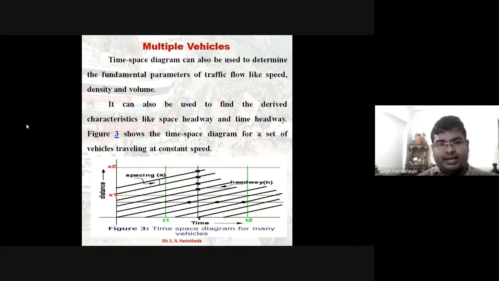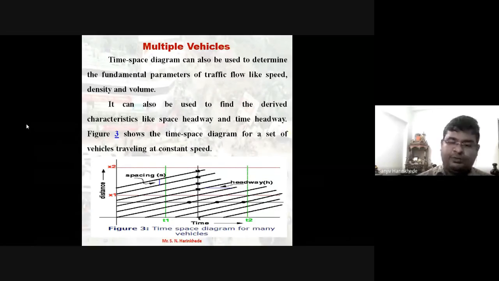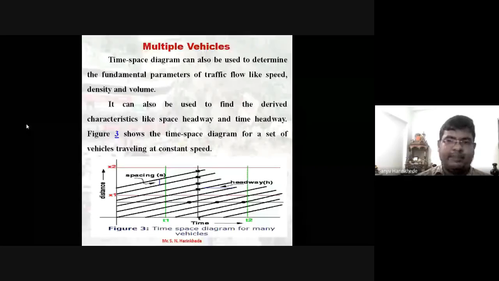If there are multiple vehicles on a particular lane, the time space diagram can also be used to determine the fundamental parameters of traffic flow like speed, density, and volume. It can also be used to find derived characteristics like space headway and time headway. Figure 3 shows the time space diagram for a set of vehicles traveling at a constant speed. So in figure 3, we show the time space diagram for many vehicles, for time t1 to t2 and distance from x1 to x2. We can calculate from that multiple vehicle time space diagram.